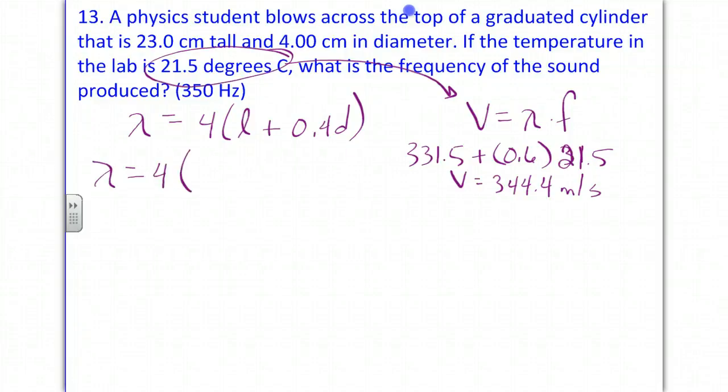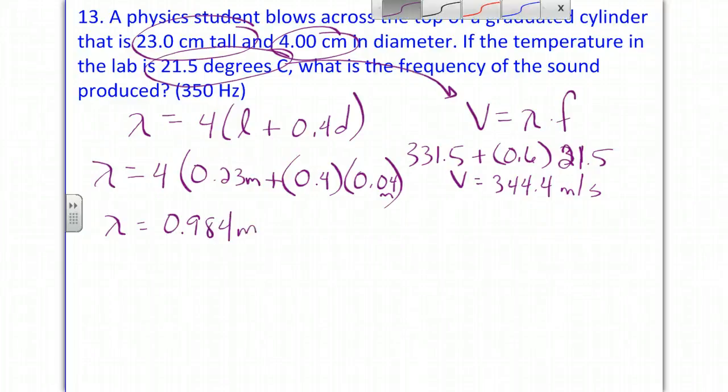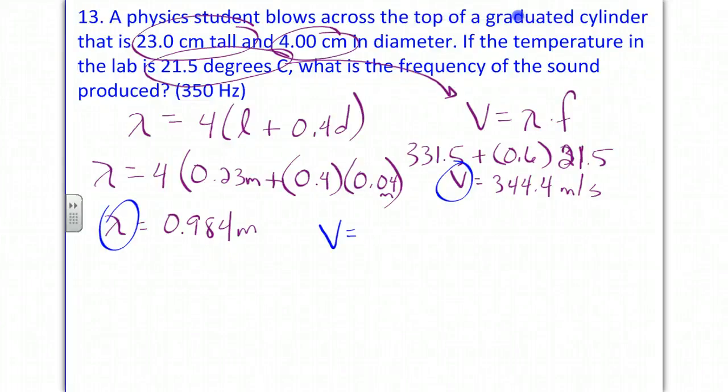4 times, it's 23 centimeters tall, so 0.23 meters, plus 0.4 times the diameter, which is 4 centimeters, so 0.04 meters. When I solve this, I get a wavelength of 0.984 meters. And now I can use my velocity and my wavelength to solve velocity equals wavelength times frequency.